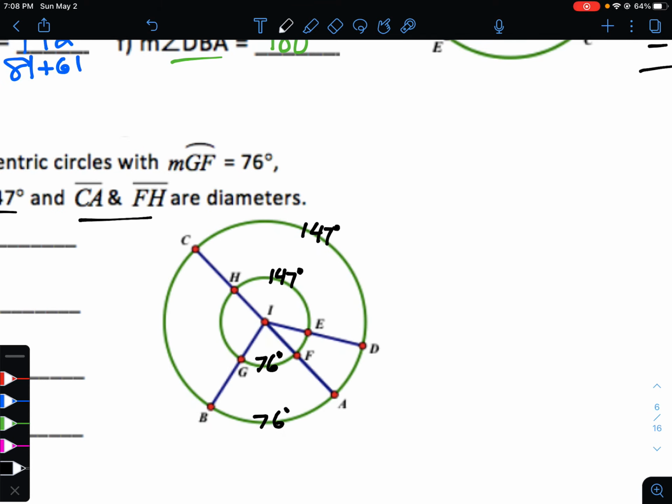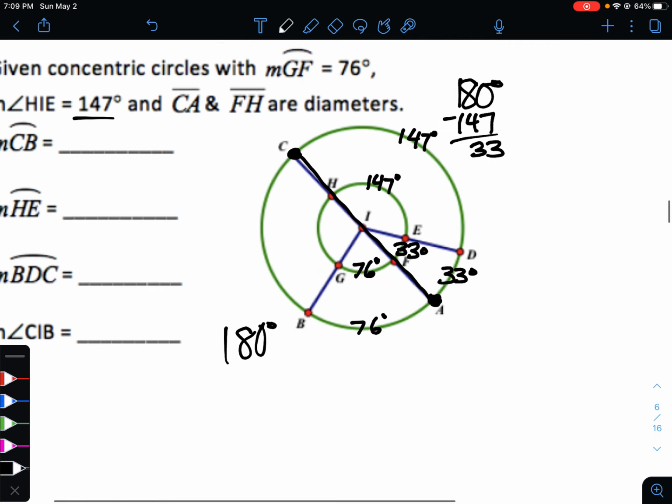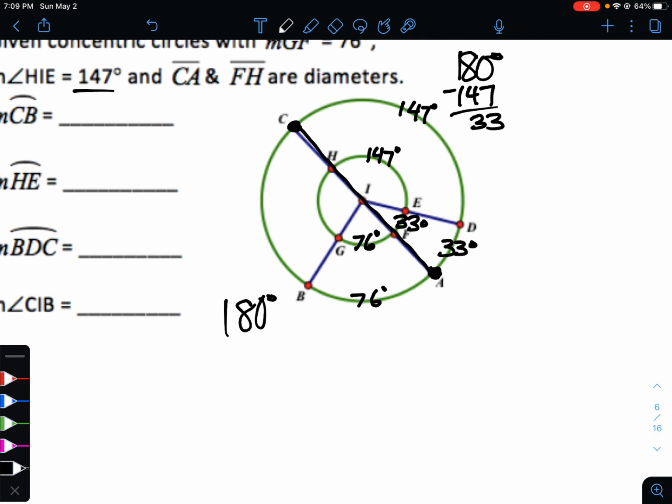First, let's look at using our diameter of C to A. So that's going to separate into two separate sides, both of which have to add up to be 180 degrees. On the right side, if we take 180 minus 147, that's going to be 33. That's going to be the measure for our two missing arcs on that side. Then on the left side, we'll do the same thing. We'll take 180 minus 76 this time, which is 104 degrees. That's going to be the measure for these two missing arcs right here.